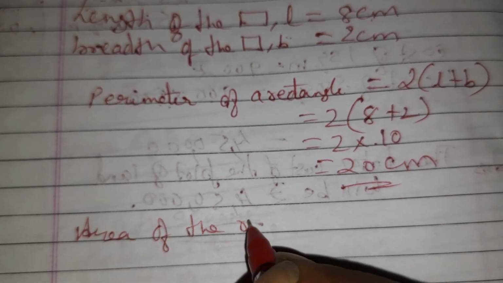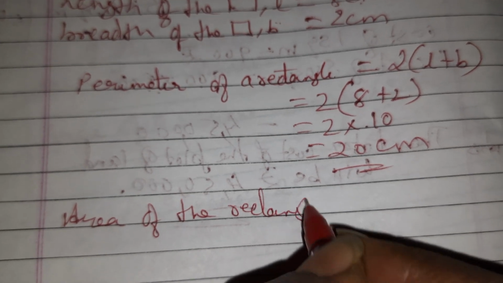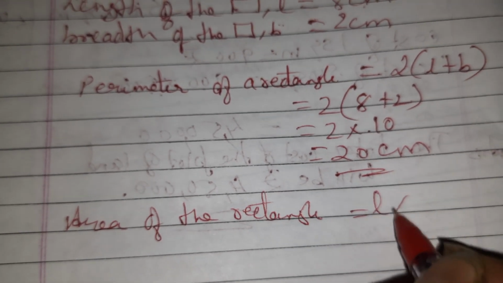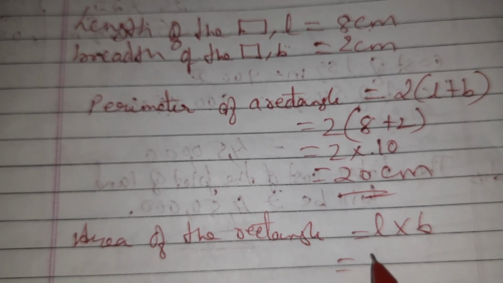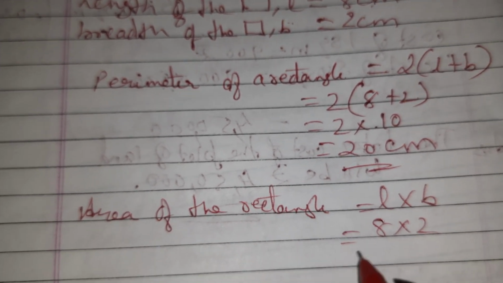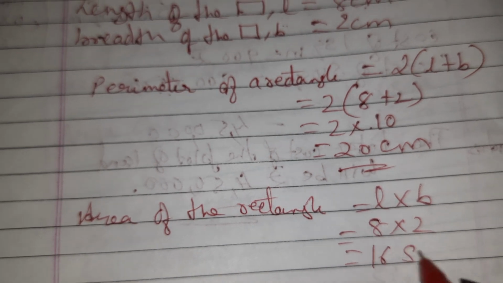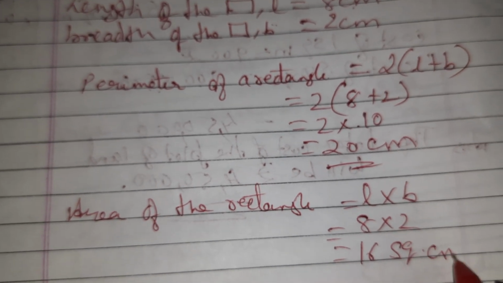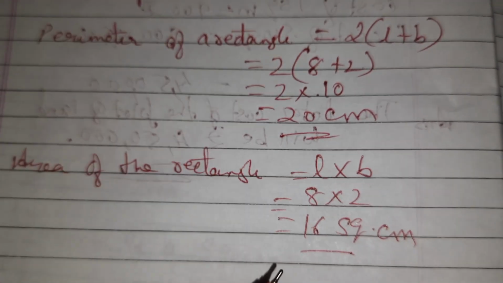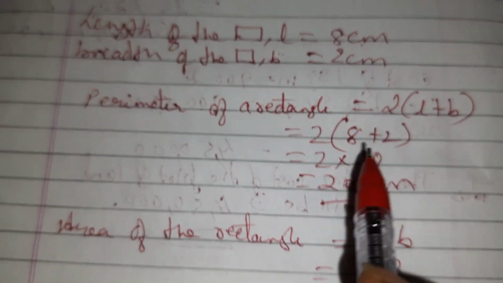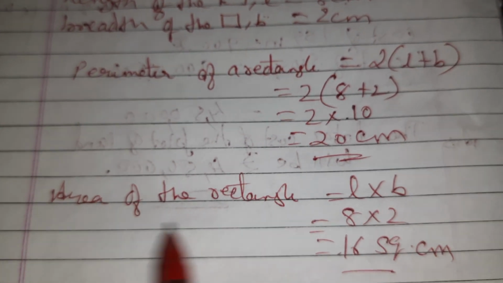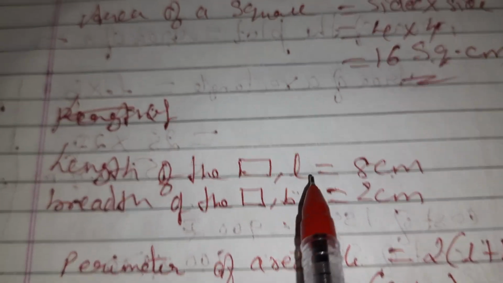So the area of the rectangle will be length into breadth, that is L into B. So what is L into B? 8 into 2, that is 16 square centimeter. 8 twos are 16. So 16 square centimeter. So we have already found out the area of the rectangle. So once more I'll show you.